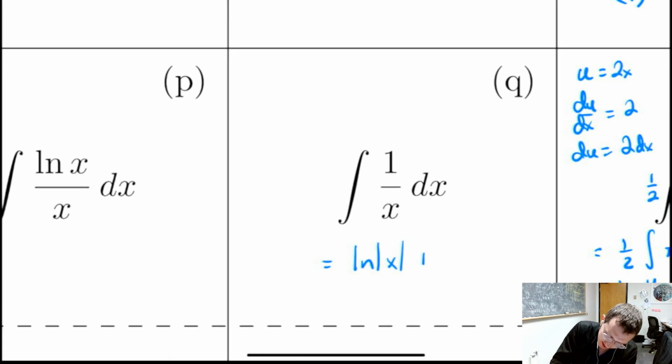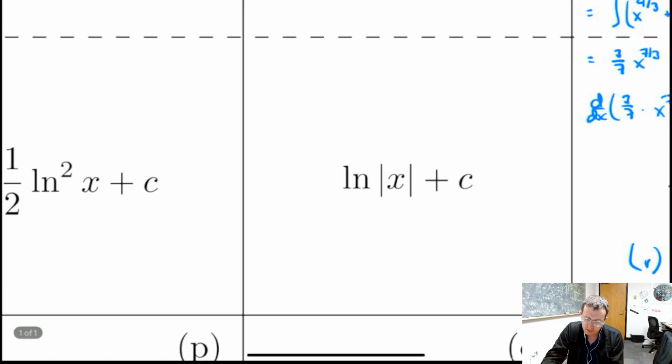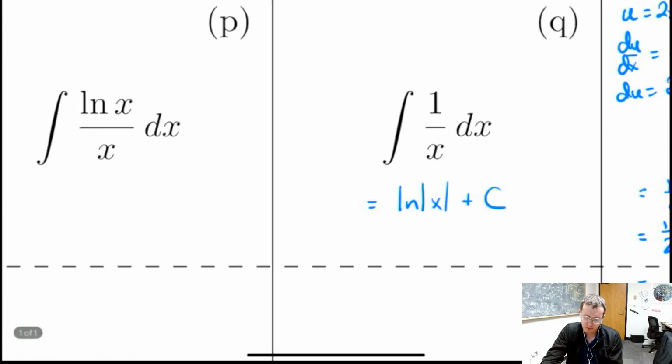Okay, next we're going to integrate 1 over x. Again, this is another integral where the appropriate method is number 1, which is just to recognize that this is the derivative of ln of the absolute value of x, plus c.